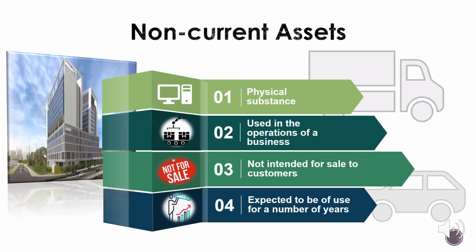Non-current asset, the characteristics of non-current asset. The first one, physical substance. Second, used in the operation of business. The third one is not intended for sale to the customer. And the fourth characteristic, expected to be used for a number of years.